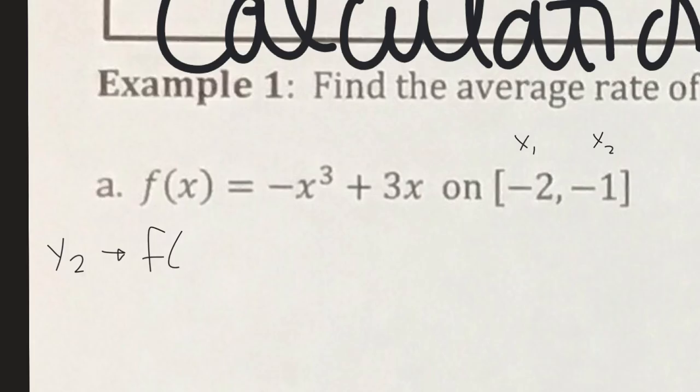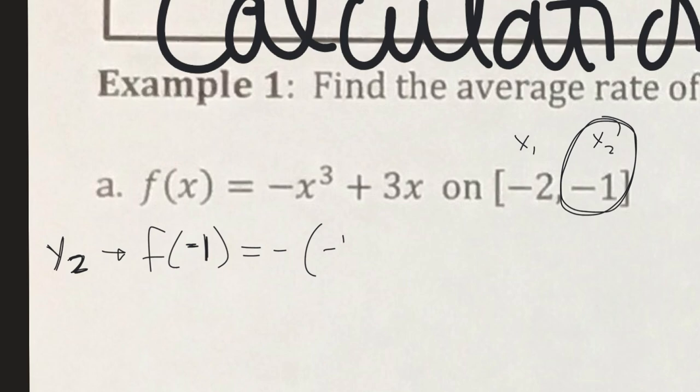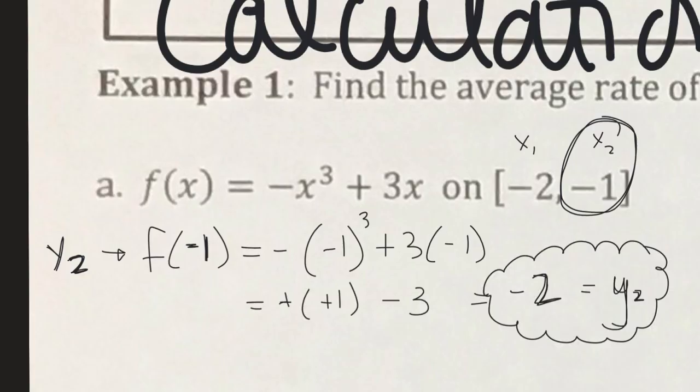We have to evaluate this at -1. Since x2 is -1, to find the corresponding y value with x2, so we've got to find y2, we have to use the x value that we're calling x2, right? They have to coordinate. So we're looking at the negative of (-1) cubed plus 3 times -1. So that simplifies down to -2, our y2 value.